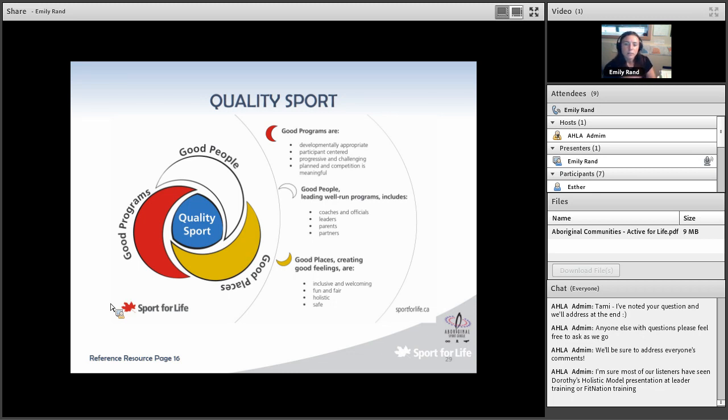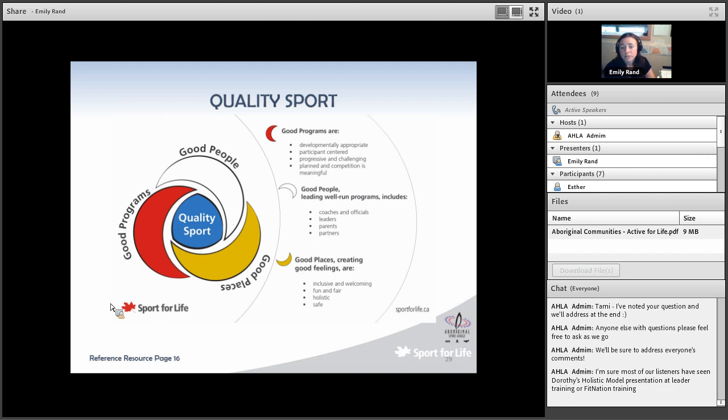And so here we just show that good programs really are developmentally appropriate, participant-centered, progressive and challenging, planned, and competition is meaningful. So again, there's even matching between participants or teams.